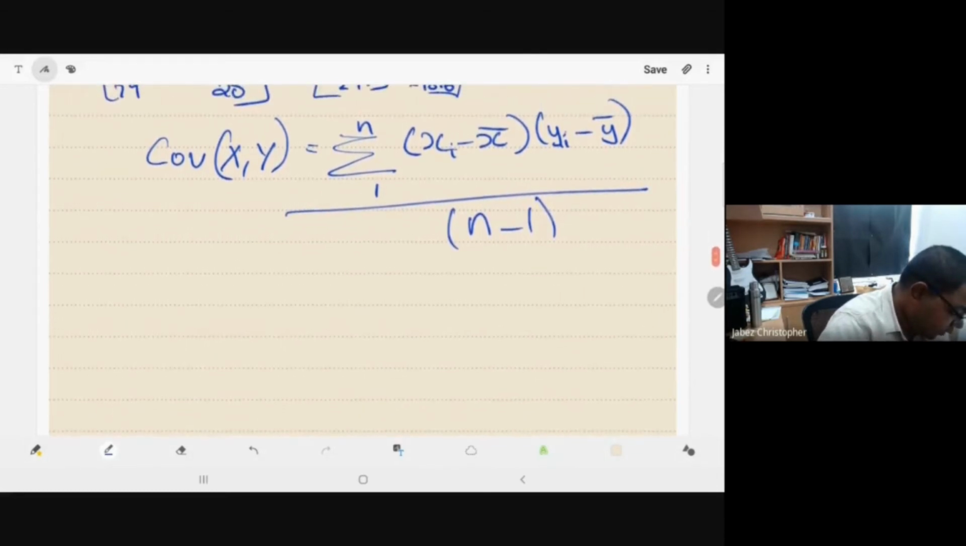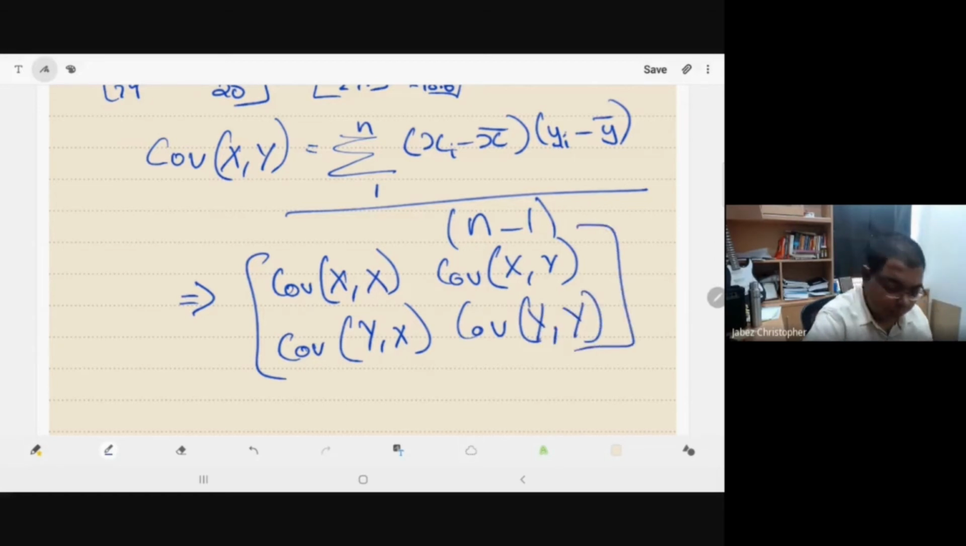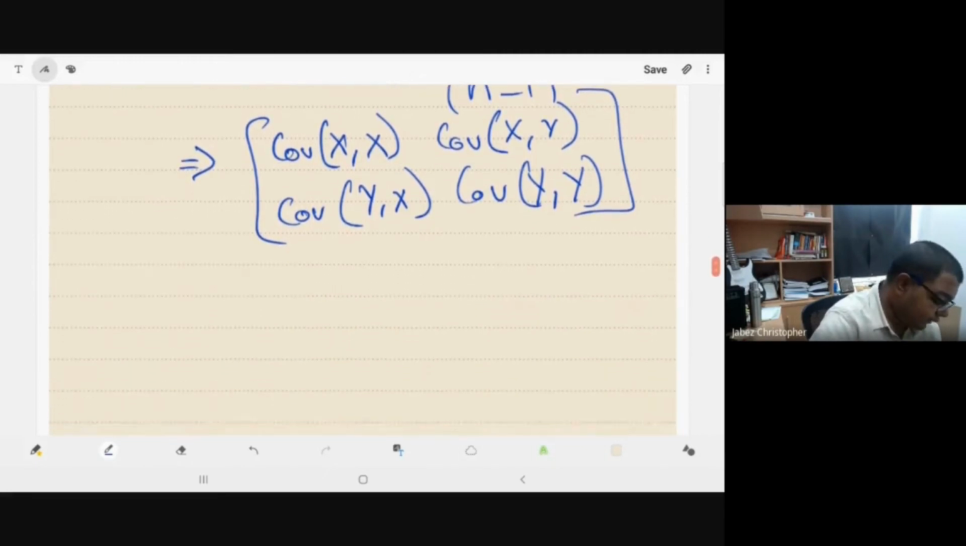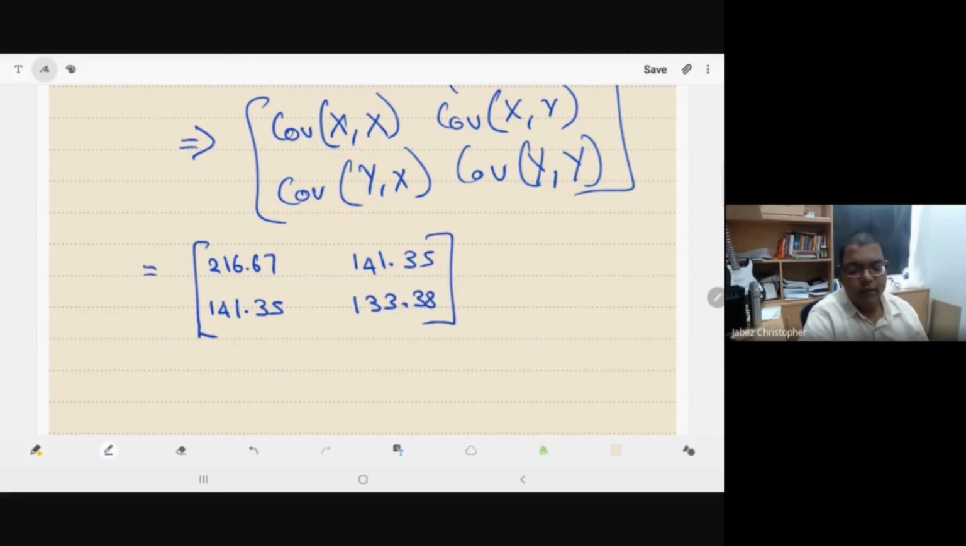So I need to compute the covariance matrix. That's going to be covariance of x comma x, which is nothing but the variance of x, then x comma y, y comma x, and so on. Right? I need to compute this. For my given problem, I've already done it, so it turns out to be this. This is my covariance matrix.